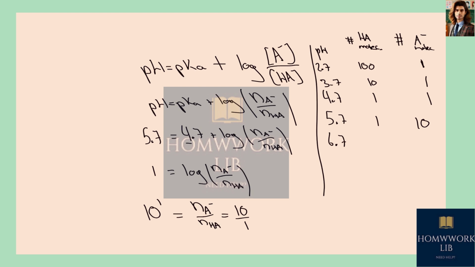And for the final case, we're going to find a 100 to 1 ratio, because here we have 6.7, and 6.7 minus 4.7 is equal to 2. 10 to the 2 is equal to 100 over 1.